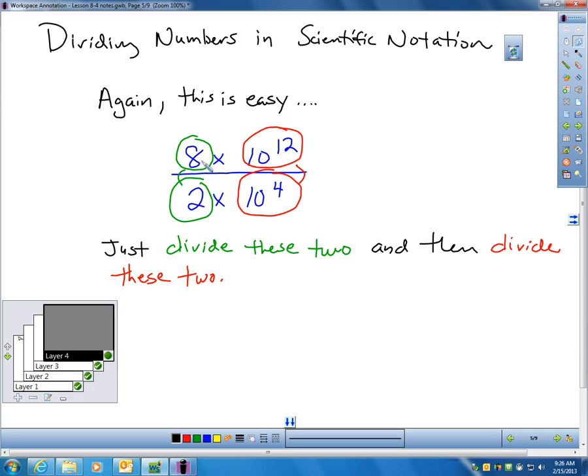Here would be an example, 8 times 10 to the 12th divided by 2 times 10 to the 4th. Very simple. Just take 8 divided by 2, which is 4. Take 10 to the 12th divided by 10 to the 4th. Remember, when we have the same base and we're dividing, we actually subtract the exponents, which would be 10 to the 8th. You should be getting 4 times 10 to the 8th power. You'll see some questions like that on 39 to 47 to try.